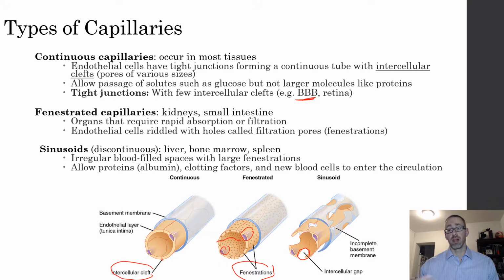So this again would allow proteins, would allow anything that's in the plasma because these are very, very large. Again, you would see that in the liver because the liver does a lot of filtering there, as well as the spleen, to allow cellular components to move into or out of the vasculature.